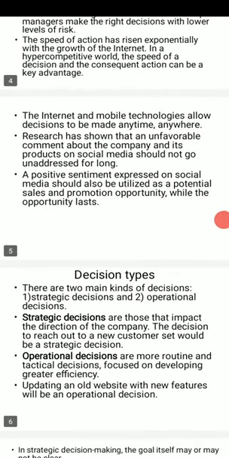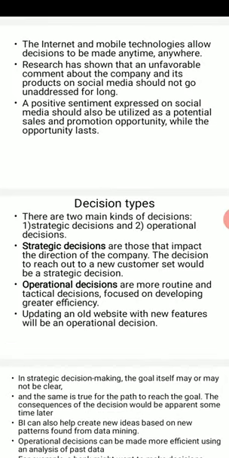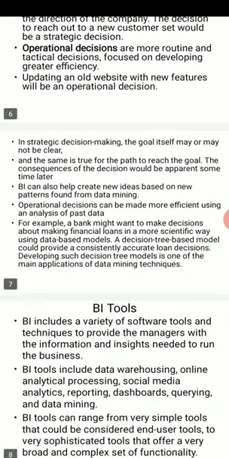So there are two types of decisions. One is strategic decisions and the other is operational decisions. Strategic decisions are those that impact the direction of the company. The decision to reach out to a new customer set would be a strategic decision, and operational decisions are more routine and tactical decisions focused on developing greater efficiency. The example is updating an old website with new features, which would be an operational decision.